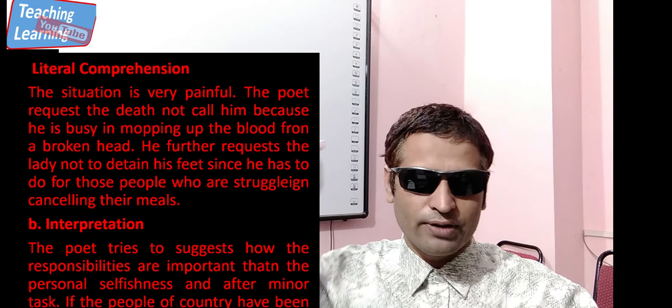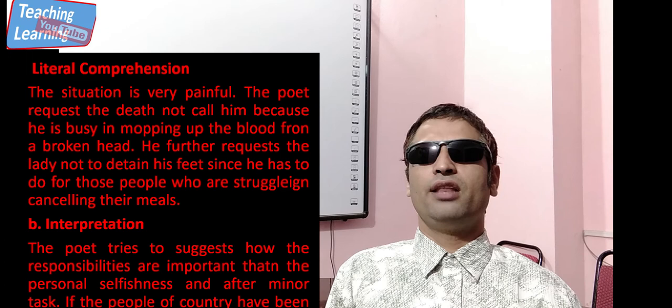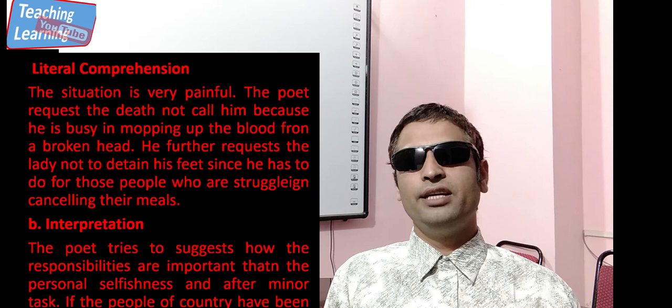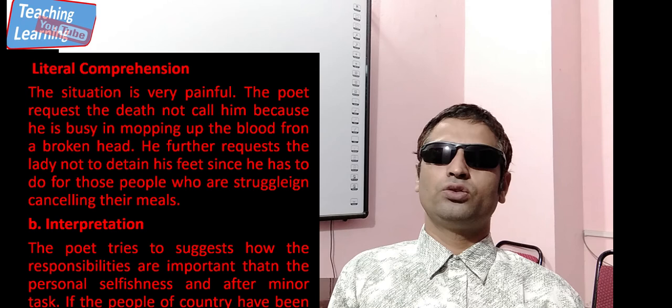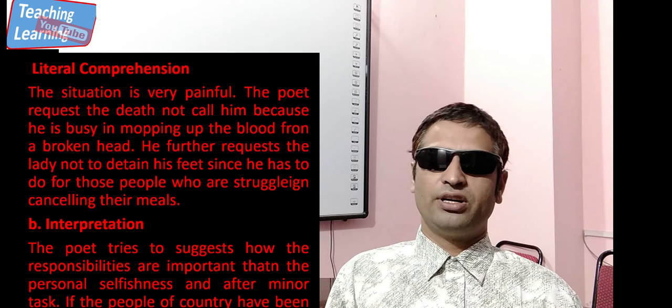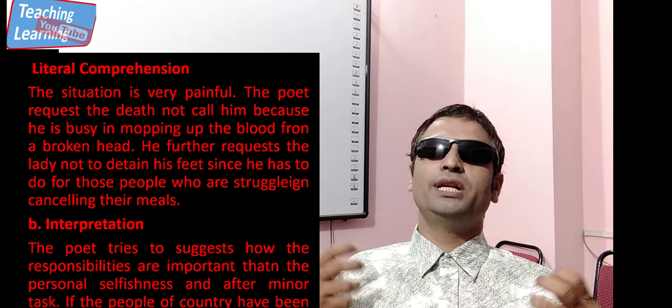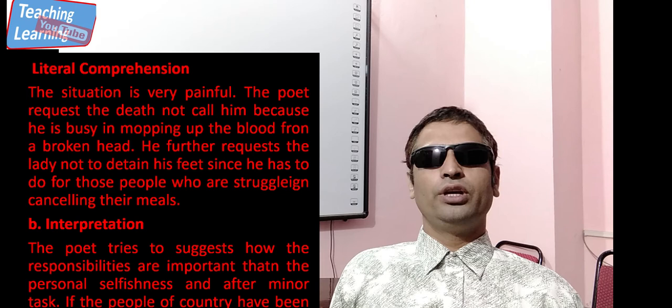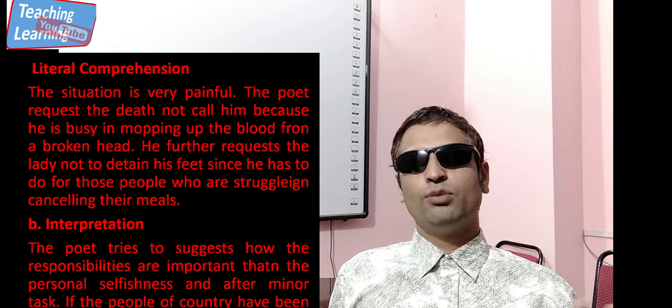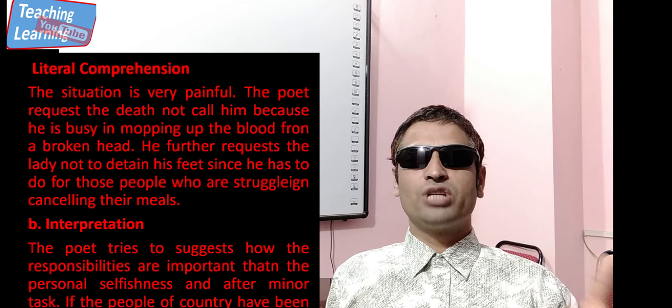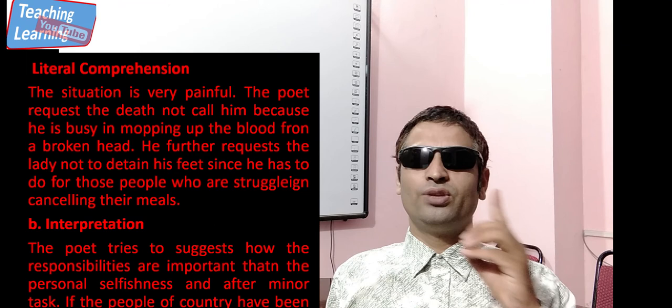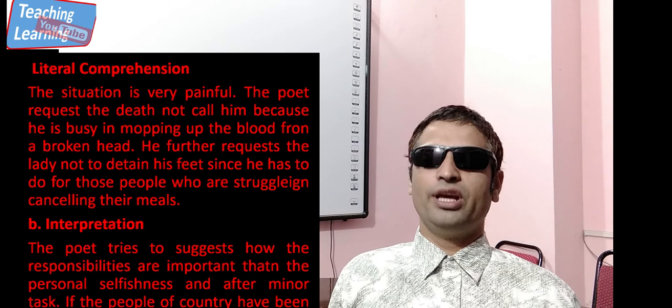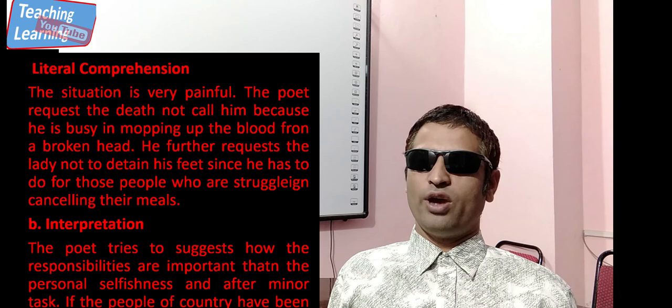So here the poet is busy mopping the blood from the broken head, and he says to the lady not to detain her leg, not to disturb him, because he has to do something for those people who have been struggling a lot and cancelling their food. So here mainly two things are very important. On one side, the poet is counselling, ordering, requesting death, and on the other side, the lady. This is a beautiful creation of the poem.